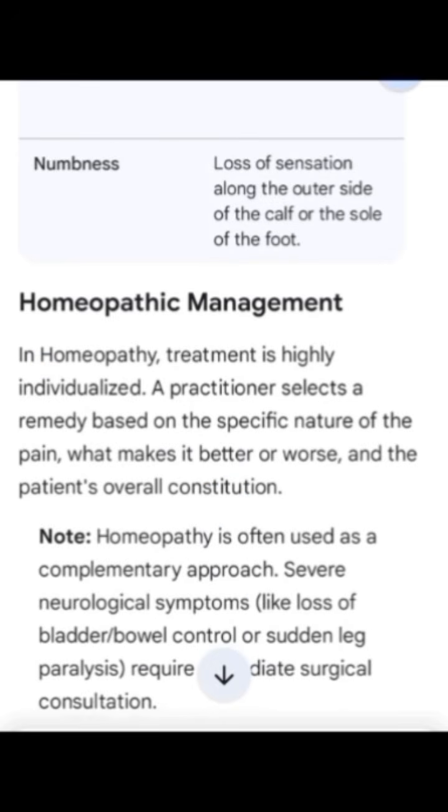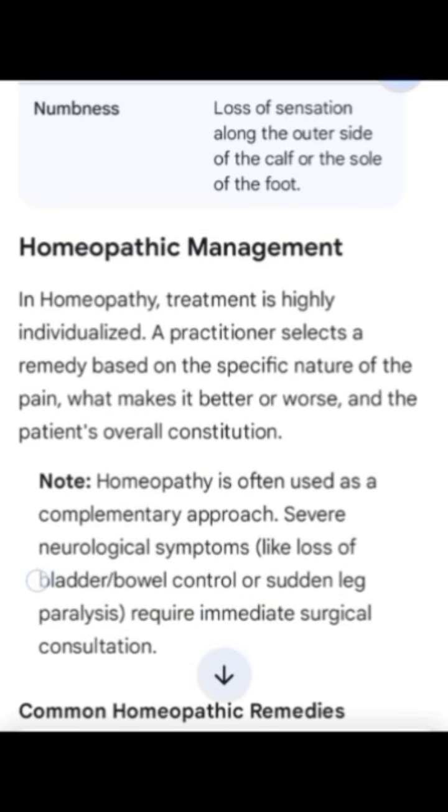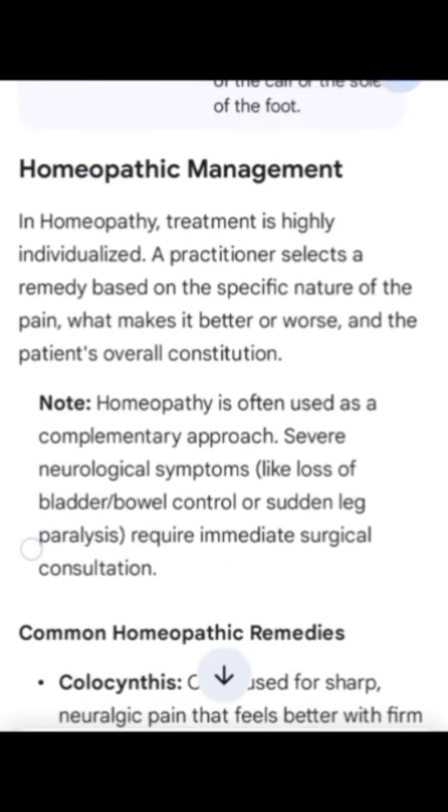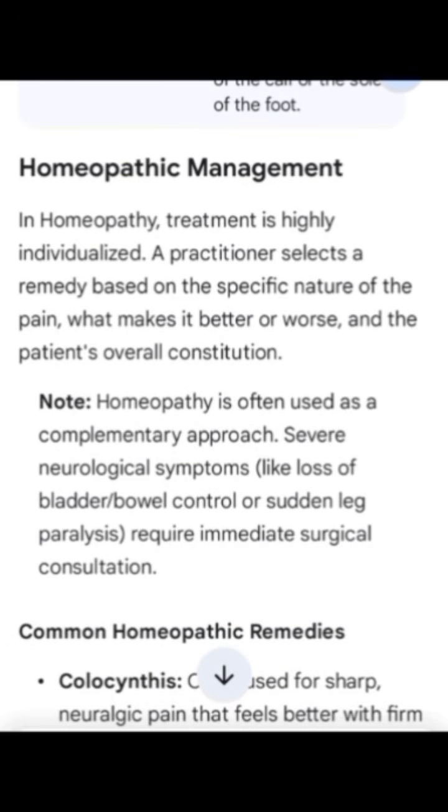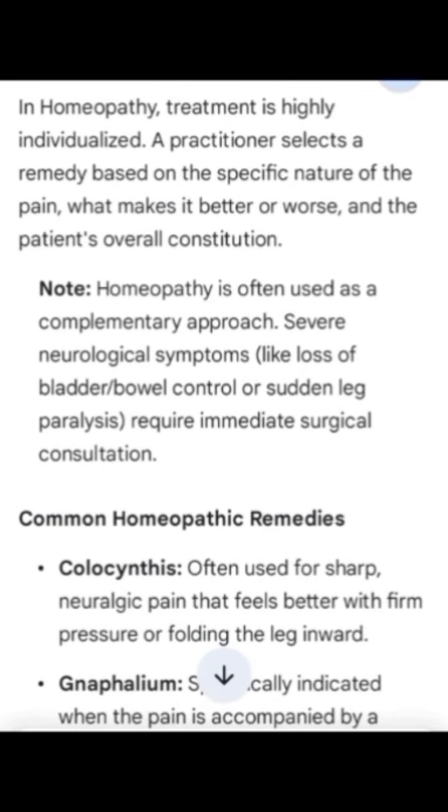Homeopathic management. In homeopathy, treatment is highly individualized. A practitioner selects a remedy based on the specific nature of the pain, what makes it better or worse, and the patient's overall constitution. Note: homeopathy is often used as a complementary approach. Severe neurological symptoms, like loss of bladder or bowel control, or sudden leg paralysis, require immediate surgical consultation.